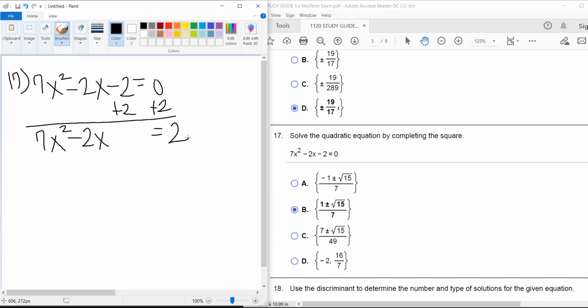And another thing must happen. Your leading coefficient, in this case, in front of the x squared, has to be a positive 1. So that means in order to get a positive 1 in front of the x squared, we must divide everything by 7. So we now have x squared minus 2 over 7x equal to 2 over 7.